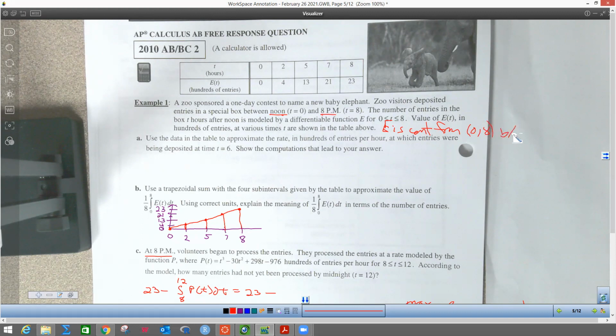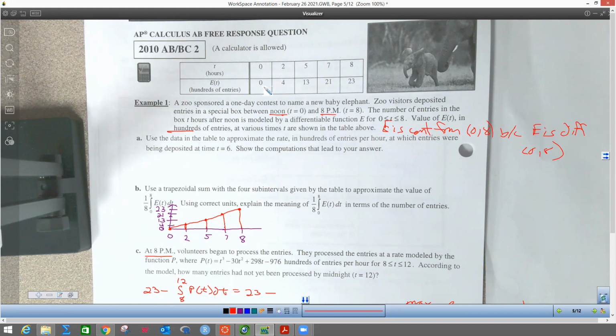Because E is differentiable from 0 to 8. Okay? So you should write that down there. It tells you something's differentiable. The values of E of t in the hundreds, now that's a key there. You got hundreds. So in our answer, we're going to have to write the word hundreds down, of entries at various times t are shown in the table.